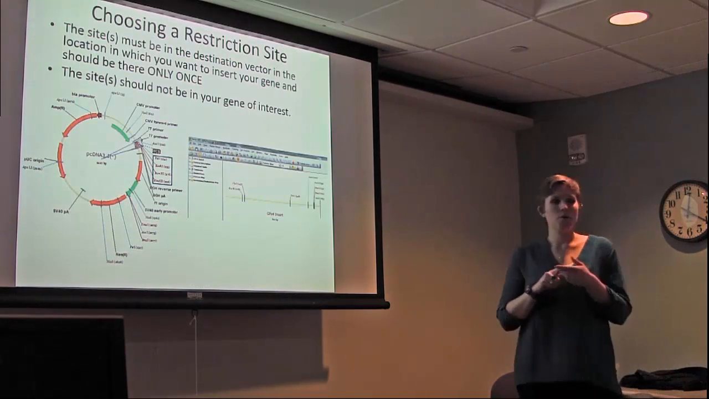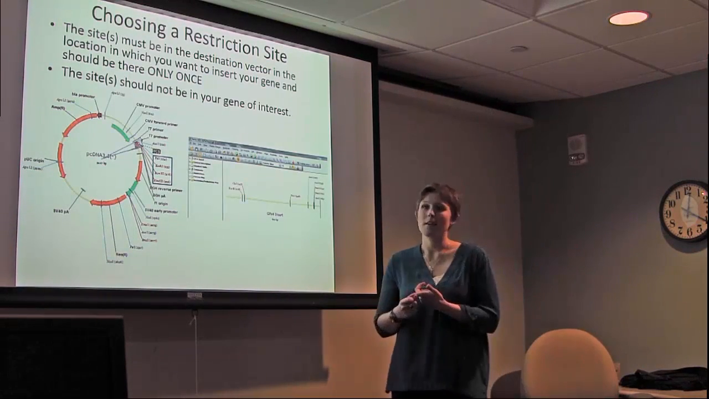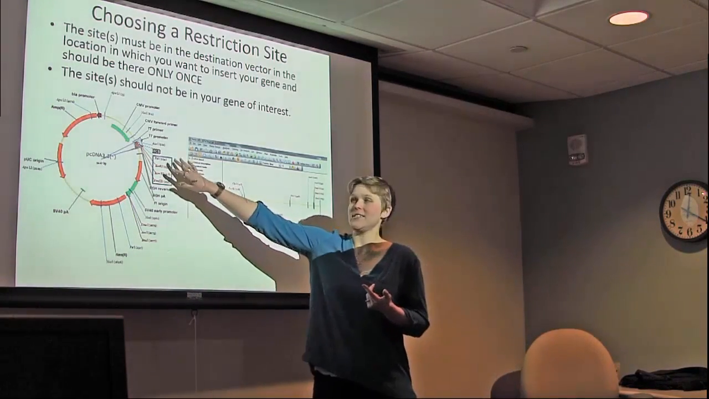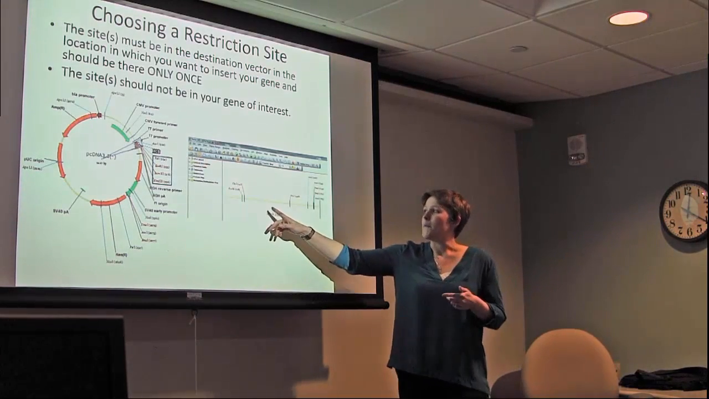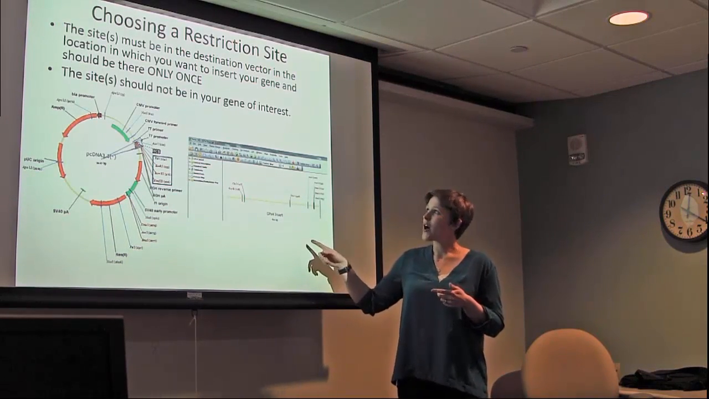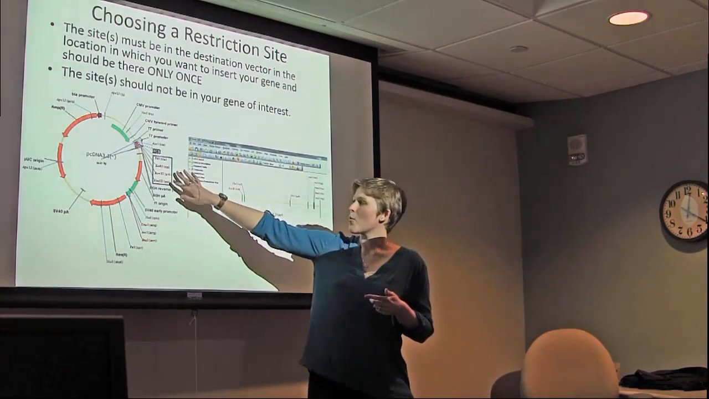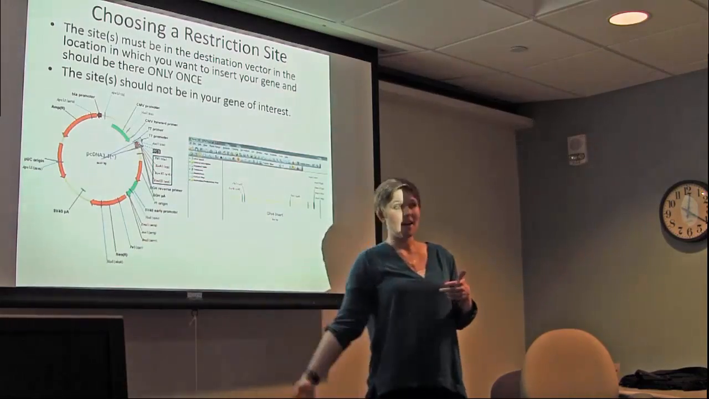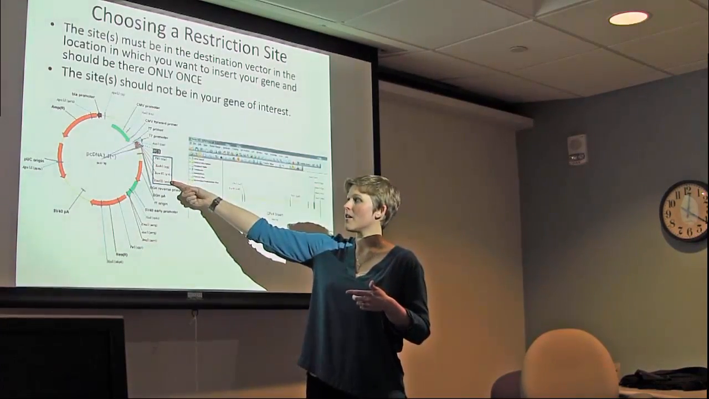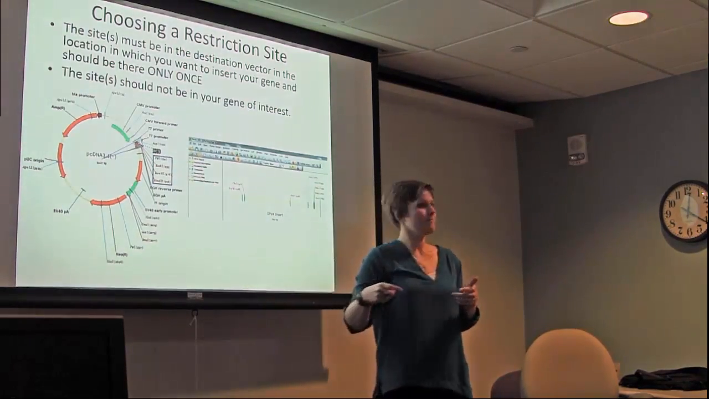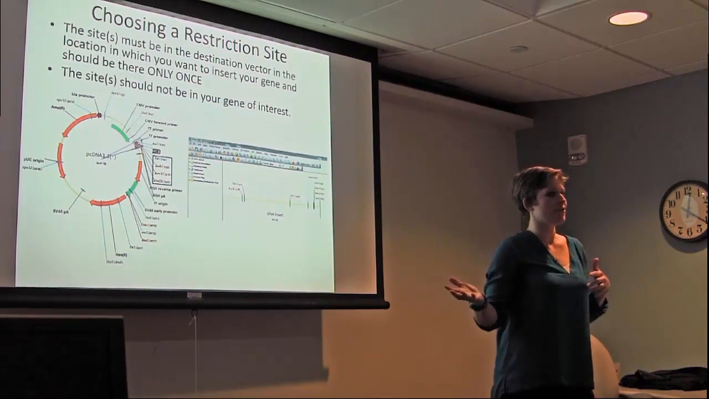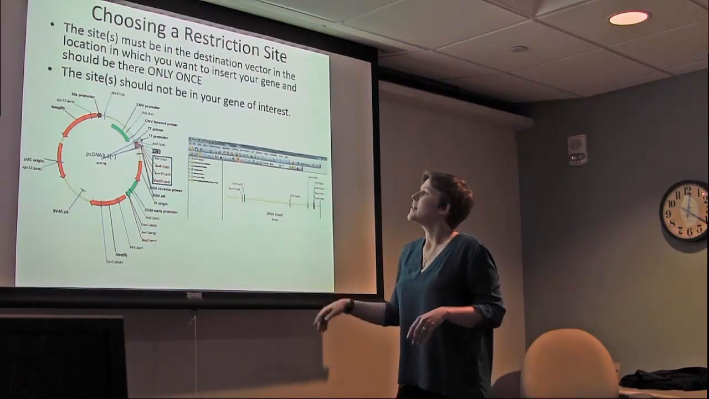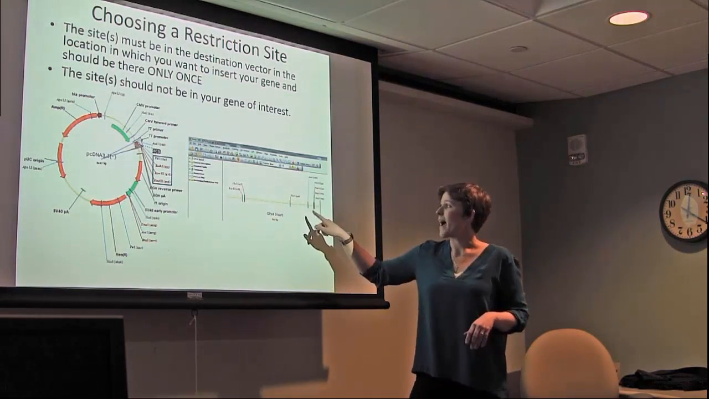So some really important things that you need to keep in mind when you're picking a restriction site is also not just is it in the right spot in the plasmid, but will it work with your insert? So number one, the sites have to be in the destination vector only once. Cool thing Vector NTI does is it makes all of the sites that occur only once red. So don't pick any black sites here. You're going to be cutting your vector all over the place, right? Because there's multiple sites.